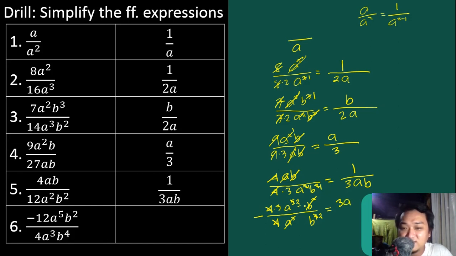3a, a squared, tapos wala na, no? Wala nang b. Sa baba, ang natira na lang is, wala nang 4, wala nang a cube. Ang natira na lang sa baba is b squared. So, ito yung kanyang simplified form. O, subukan natin. Tingnan natin kung tama tayo. Okay, so that will be negative 3a squared over b squared.